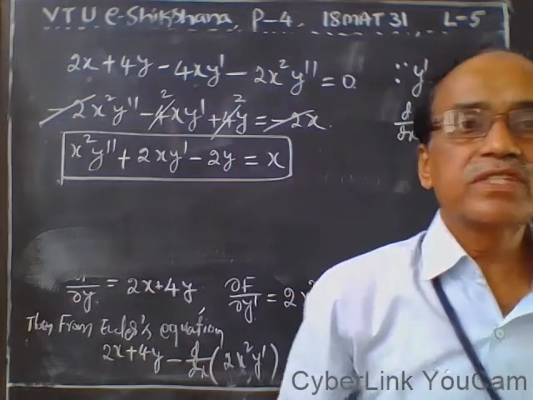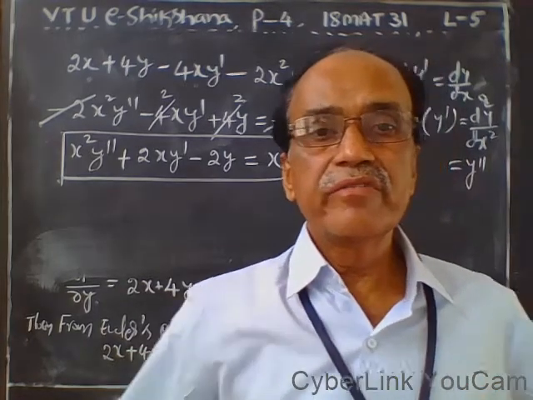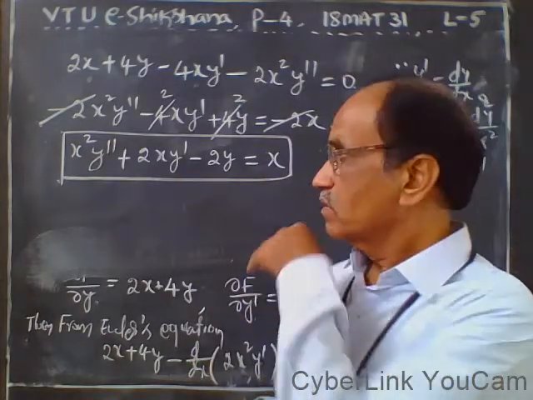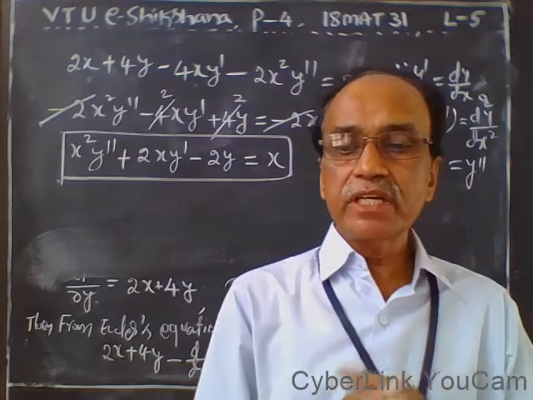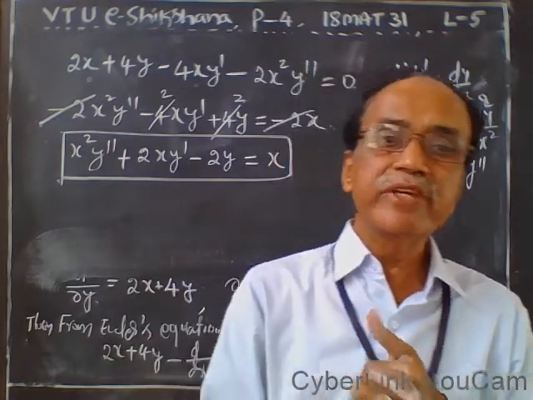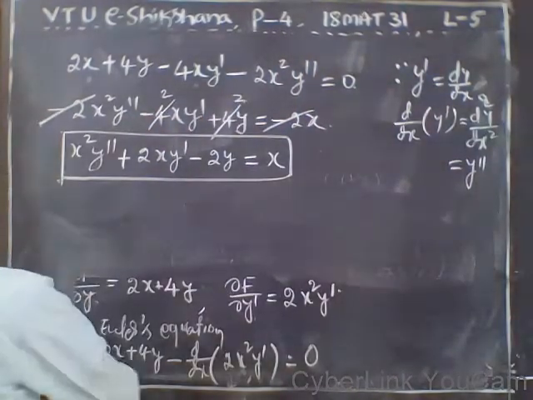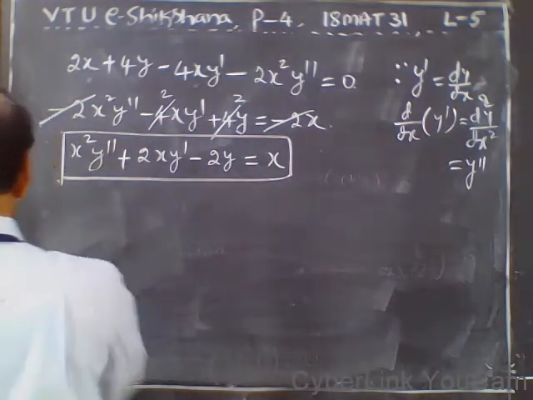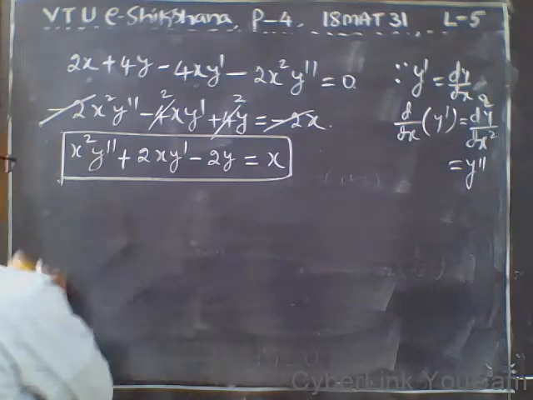And what kind of differential equation is this? This is called a differential equation with variable coefficients. This is not a differential equation with constant coefficients, but variable coefficients. In the case of variable coefficients, we have to reduce it to a differential equation with constant coefficients, and then we have to solve. What are those variable coefficients? x square for the second order derivative and x for the first order derivative.